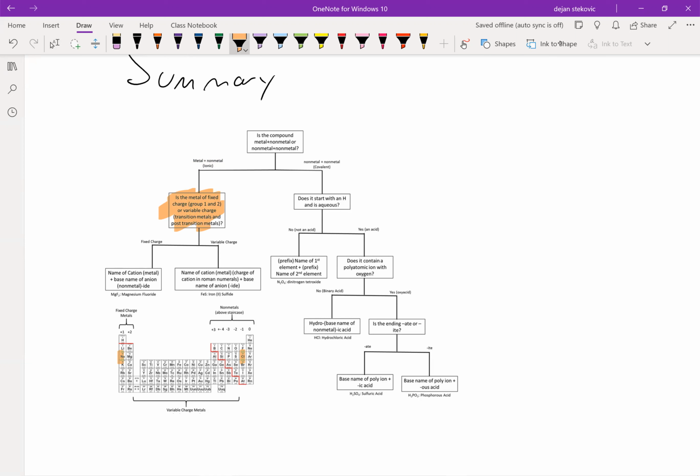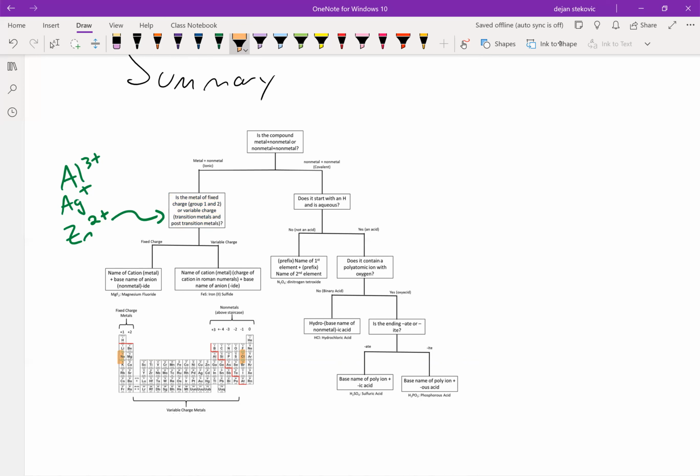The next question that we have to ask ourselves is, is the metal of fixed charge? So that includes group 1 and 2. And then there are, of course, some other exceptions. Aluminum is always Al 3+, so that's also fixed charge. Silver is always Ag+, and then zinc is always Zn 2+, right? So that also goes in there. I don't want to include it because then it gets a bit wordy.